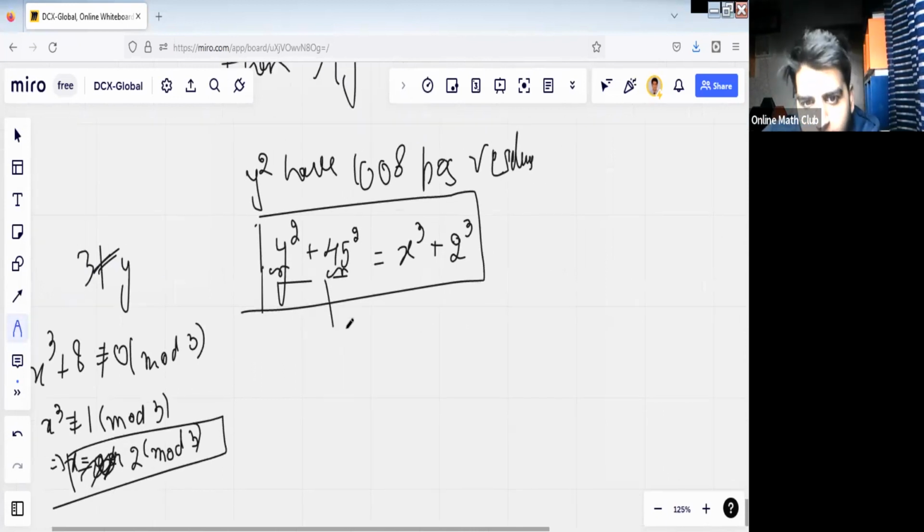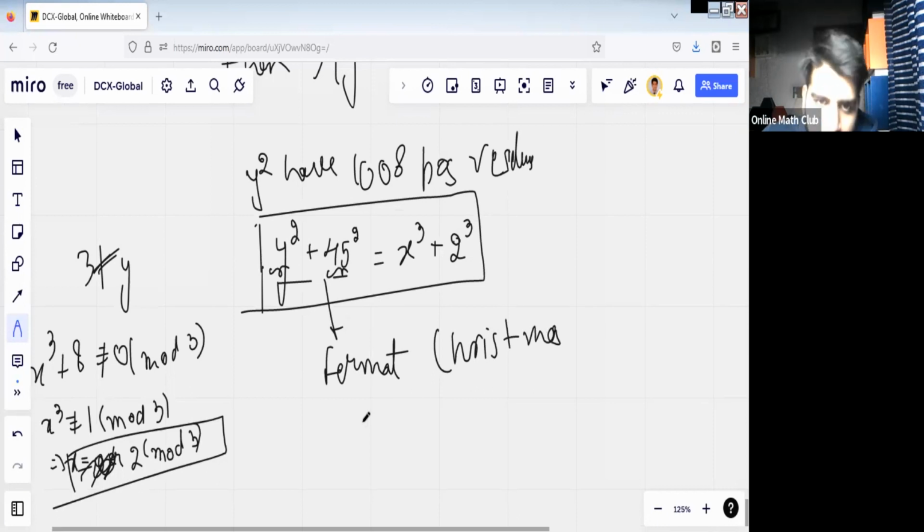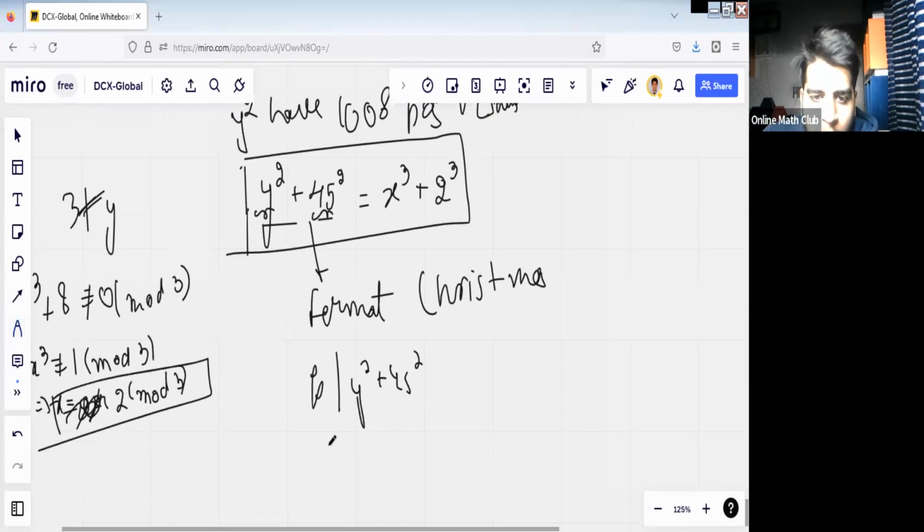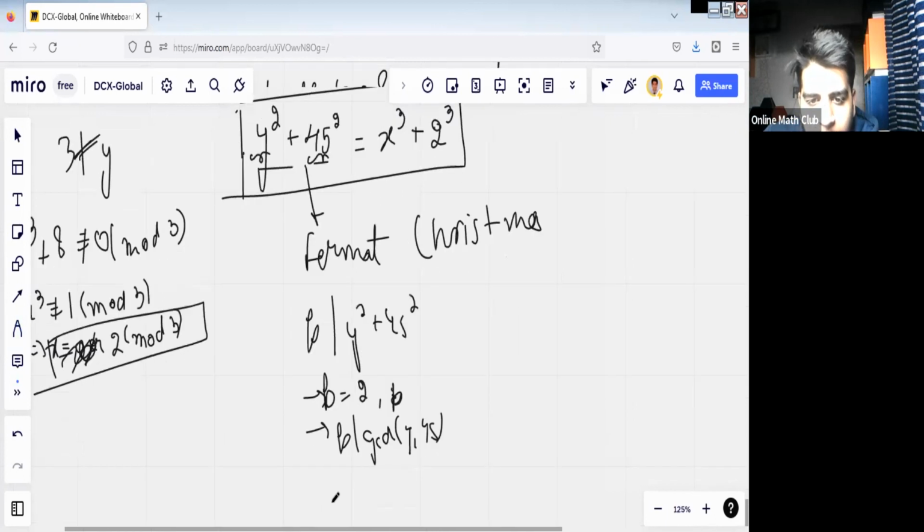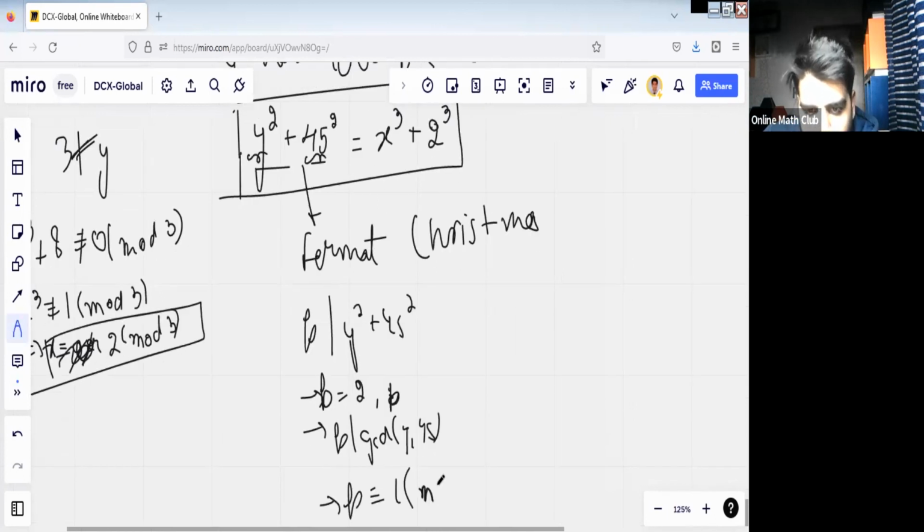Yeah, so now the point is, this should remind you of Fermat Christmas theorem, a square plus b square. So what does it say? If p is a prime which divides y square plus 45 square, one of these should hold: p divides gcd of y comma 45, or p is 1 mod 4. So let's consider the case when p is 2. What happens in that case? Is it possible that 2 divides y square plus 45 square?